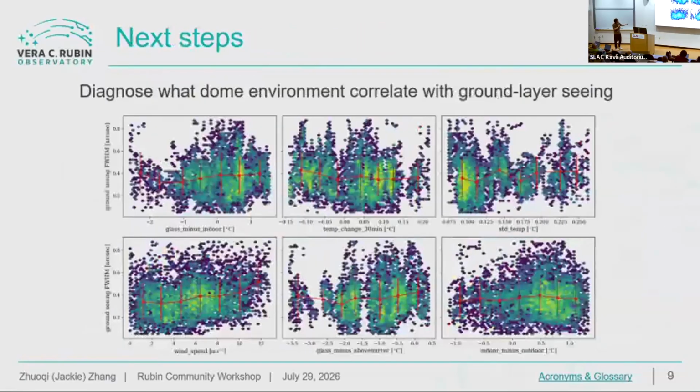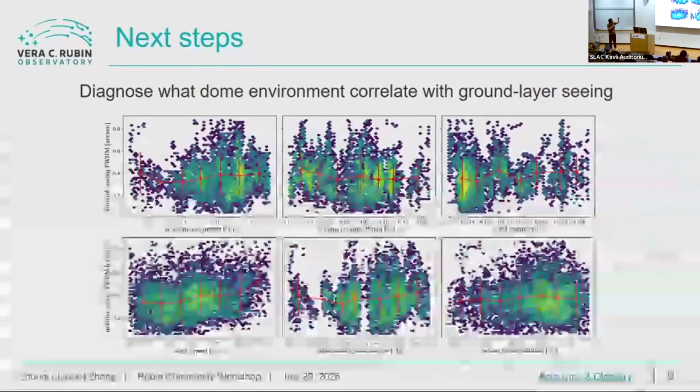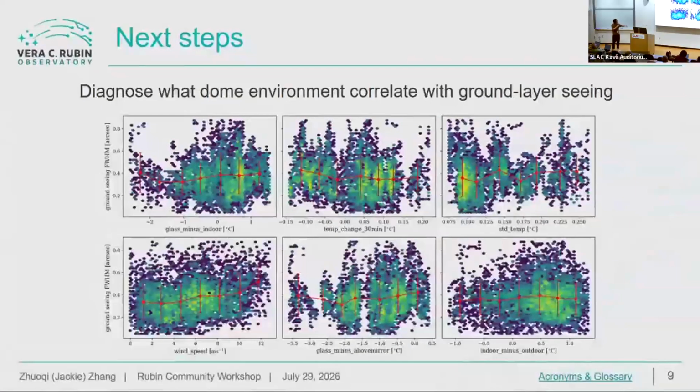And finally, for the next steps, we are most interested in the ground layer seeing. So we hope to make some correlation analysis, look at the ground layer seeing, and diagnose what sort of dome environment would impact the ground layer or dome seeing. I think that's it.